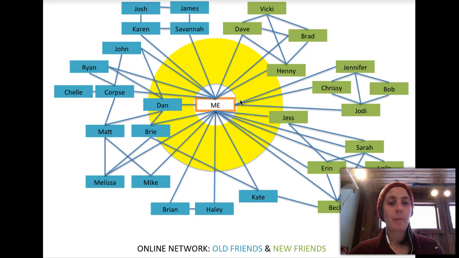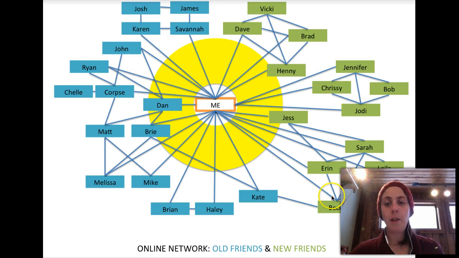And with the donut space here, I'd have to say that the people that are within this yellow ring are the people that I'm going to network with first, and then the information disseminates out from there.